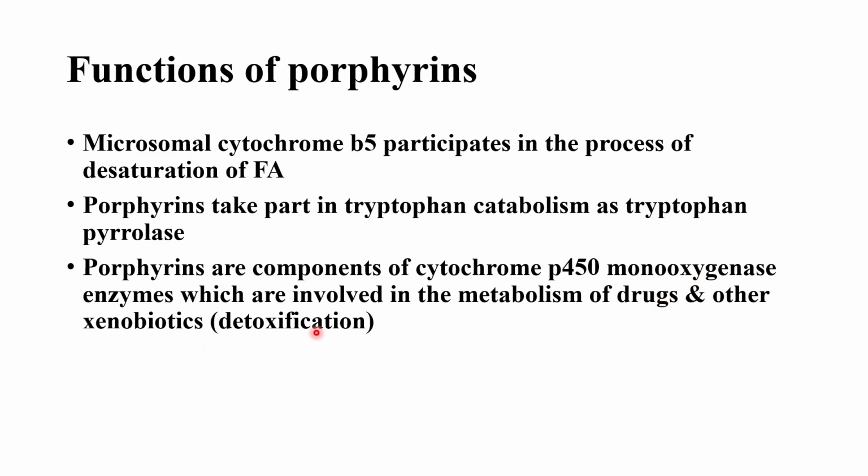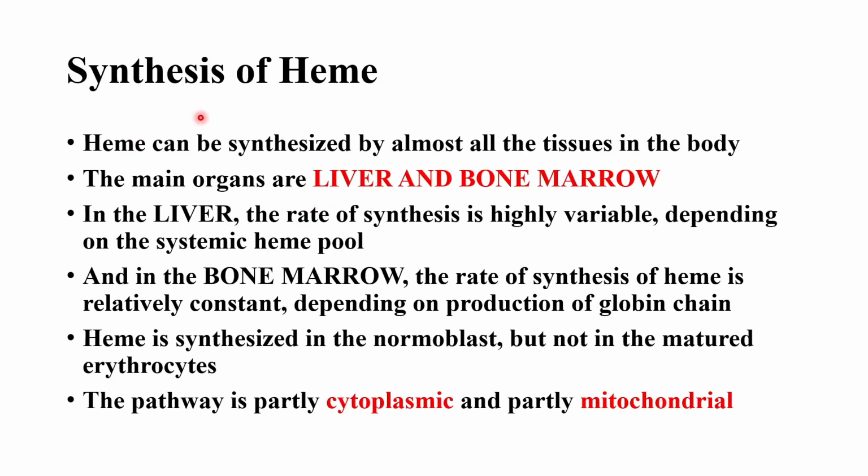Then coming to the synthesis of heme. Heme can be synthesized by almost all the tissues in the body. The main organs are liver and the bone marrow. In the liver, the rate of synthesis is highly variable depending on the systemic heme pool and in bone marrow, the rate of synthesis of heme is relatively constant. The synthesis is partly cytoplasmic and partly mitochondrial.